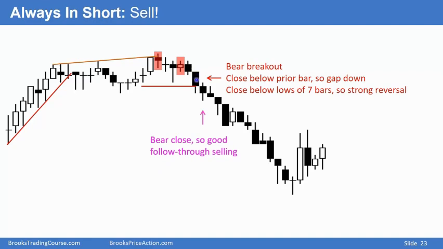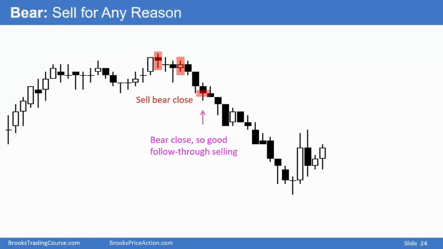Small bear breakout, close below the low of the past 6 or 7 bars, that's good. Bar closing near its low, good. Next bar has a bear body, closing at its middle instead of at the top. It's good to close around or below the middle. Good follow through selling.